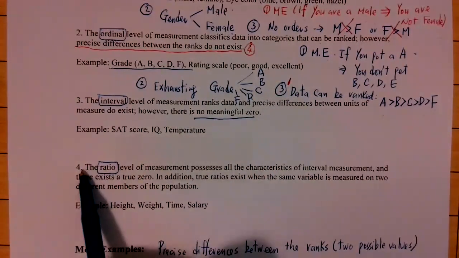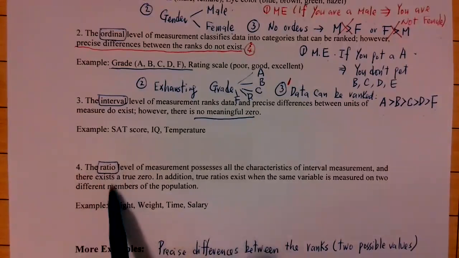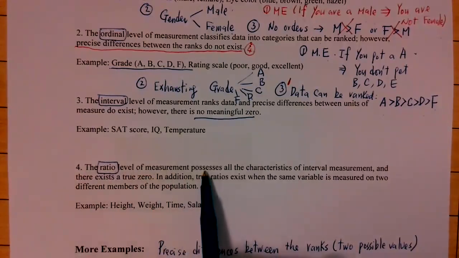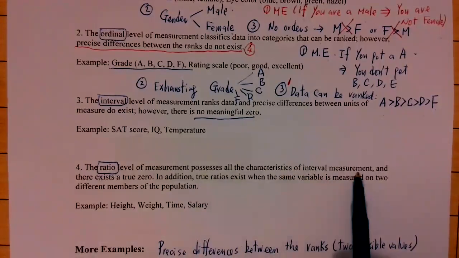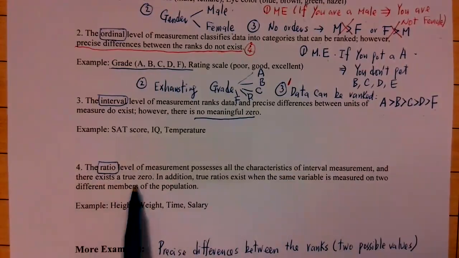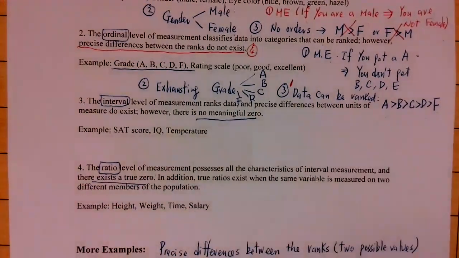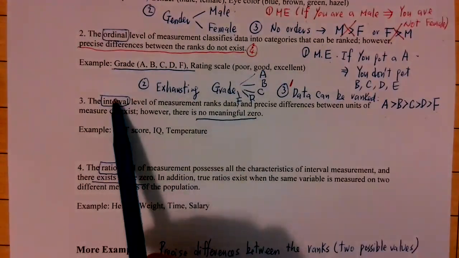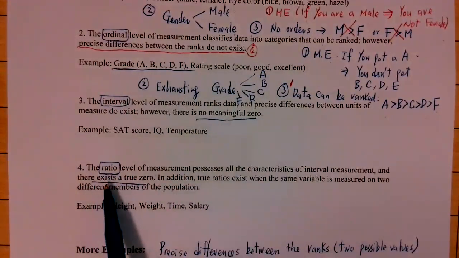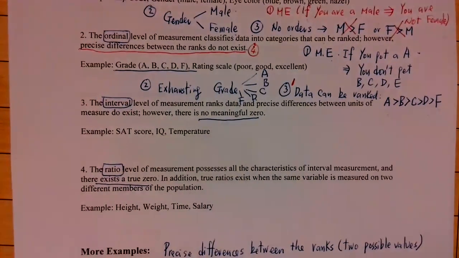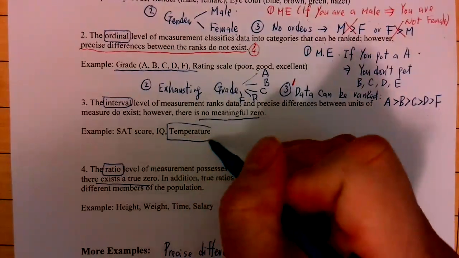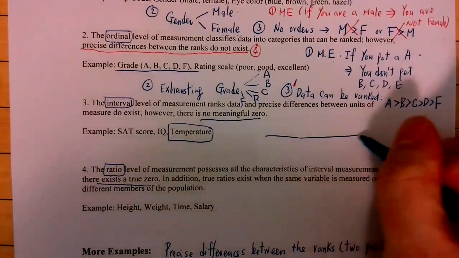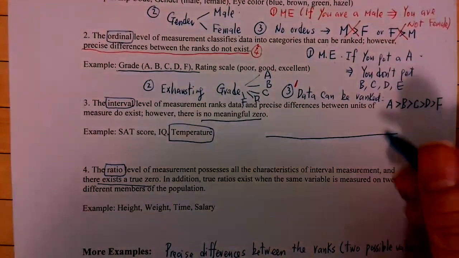Now, look at here, what's the ratio level? The ratio level of measurement possesses all the characteristics of interval level measurement, and there exists a true zero. So you can see the difference. Interval level doesn't have a true zero, but ratio level has a true zero. Okay. To explain what a true zero is, and what it means to not have a true zero, let's look at temperature as an example. Say outside, the temperature.